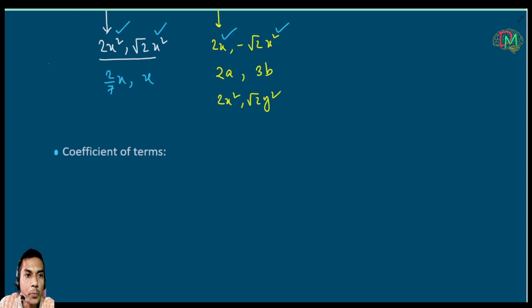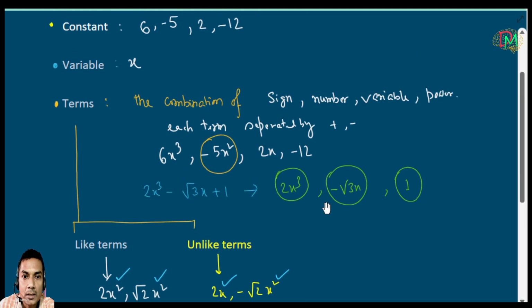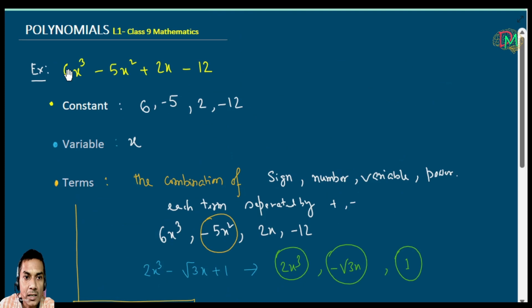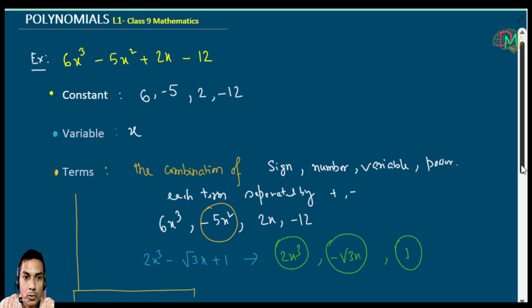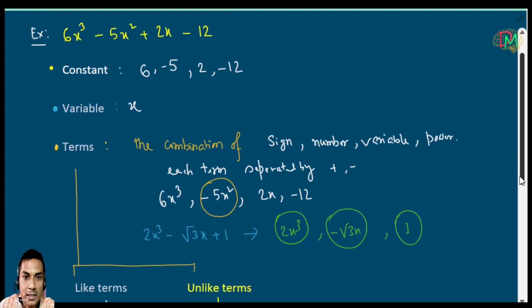Next we learn the coefficient of terms. So suppose the above example, what are the coefficients? 6x cube is a term we already learned, minus 5x square is a term, 2x is a term and minus 12 is a term. So here the coefficient of the term 6x cube is actually the 6, the constant part with the sign.